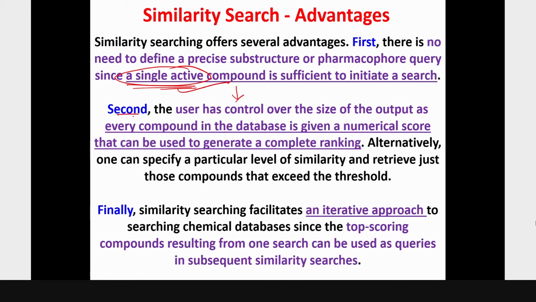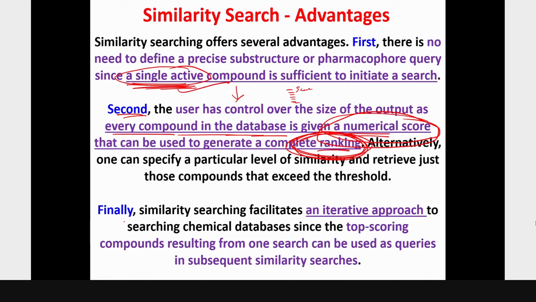Second, each and every component in your database will be given a numerical score. Based on this numerical score, you can do some kind of ranking. You are going to have a single active compound, and you put this into the search. For all the compounds in the database, some score will be assigned, and accordingly, in ascending order or descending order, you can rank all these components.